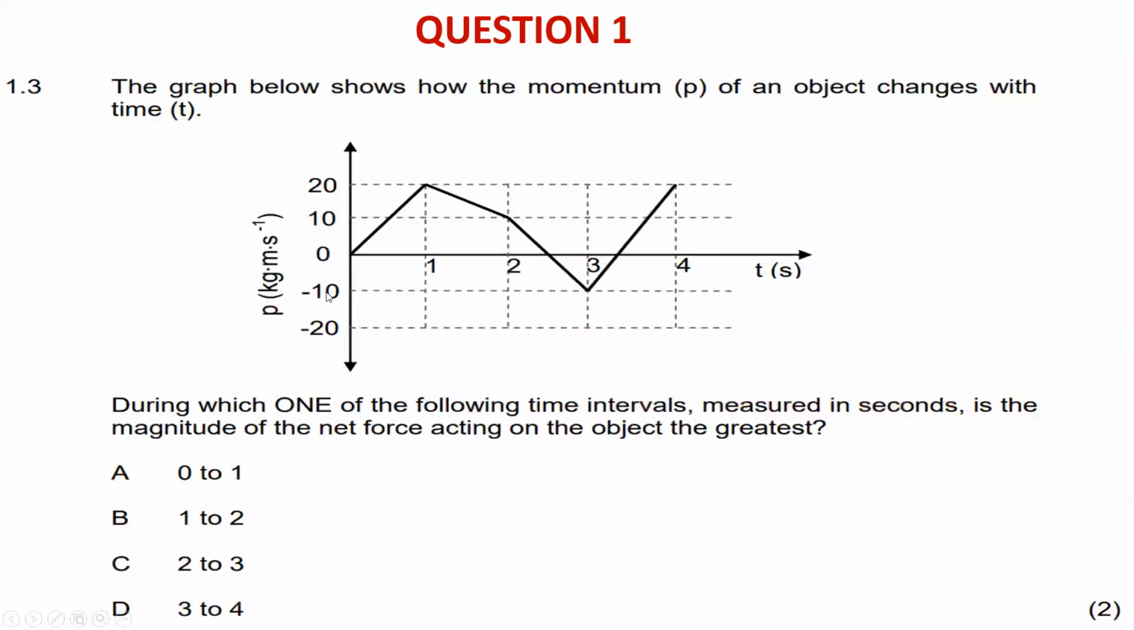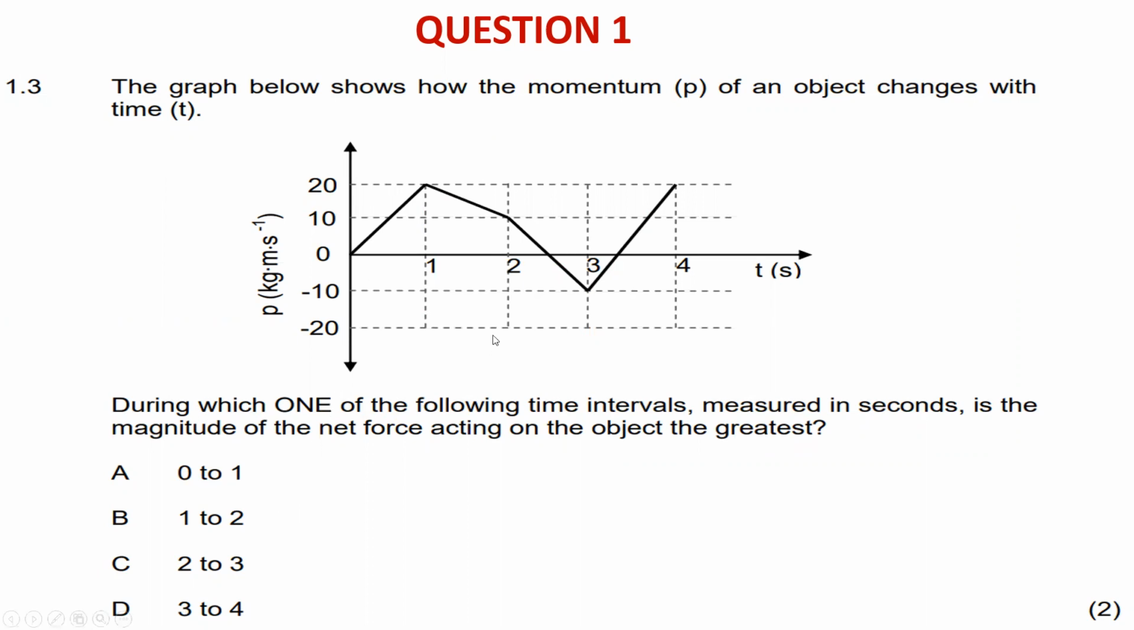Let's continue with the next one. This question is about momentum. You have a momentum and time graph, and they're asking which one of the following time intervals, measured in seconds, has the magnitude of net force acting on the object greatest. We are looking for force. Which one? Between 0 and 1 second, or 1 to 2 seconds, 2 to 3, 3 to 4. Which one is getting higher, which one has the greatest force? That's our question.